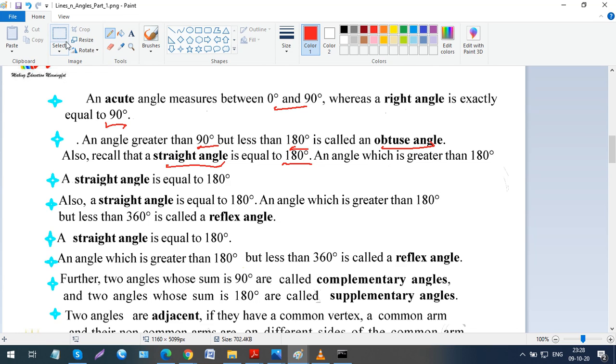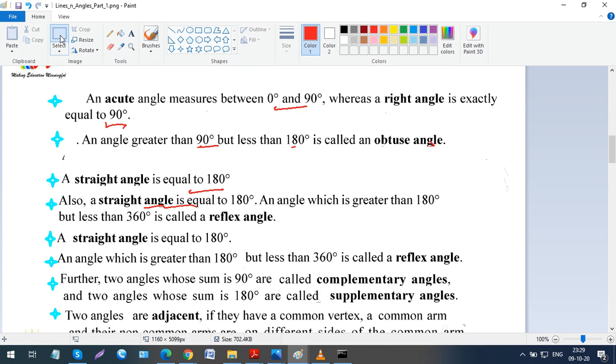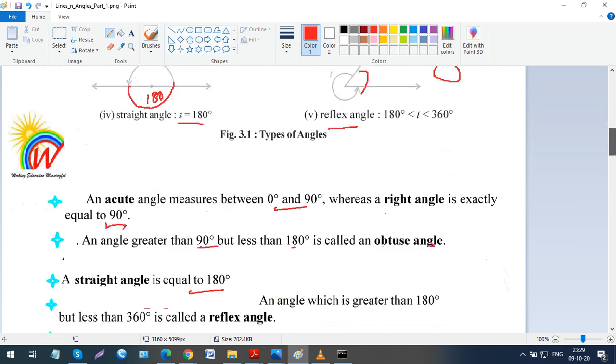Here, a straight angle is equal to 180 degrees. An angle which is greater than 180 degrees but less than 360 degrees is called the reflex angle. So it just says whatever I have told you; these angles which we have drawn over here are all in written form.